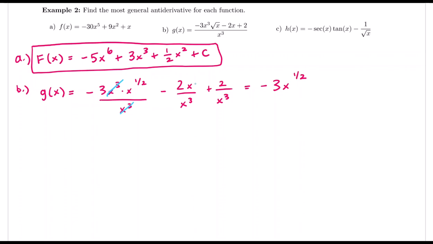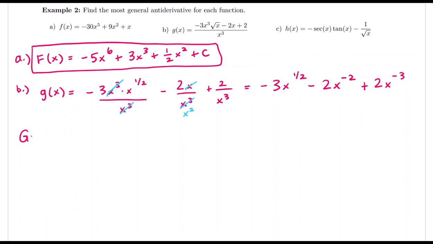And I can cancel out one of these x's, and then that would leave me with x squared in the denominator, but I'd like to use power rule or reverse power rule on that, so why don't I rewrite this as minus 2x to the negative 2 power, so I can bring that up to the numerator, and then my last term will be plus 2x to the power of negative 3, once again bringing that up to the numerator. Now that I have this simplified form of lowercase g, I can now use the reverse power rule.